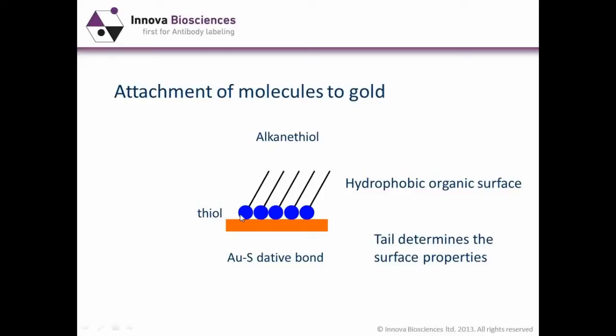Essentially what you can do is take thiolated molecules, in this case alkane thiols, which have hydrophobic tails, and thiols have a reasonably high affinity for gold surfaces, so the thiol groups align on the surface and the tails align to give a hydrophobic organic surface. So instead of a metal surface you switch to an organic surface by this process of self-assembly. The tail determines the surface properties, so if you have a polar tail you'll have a polar surface, and so on.